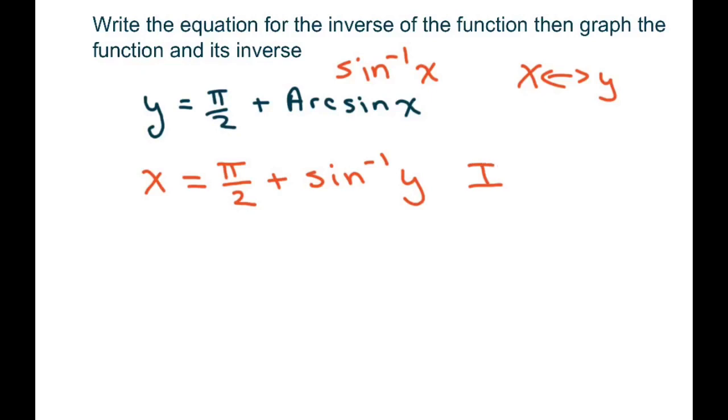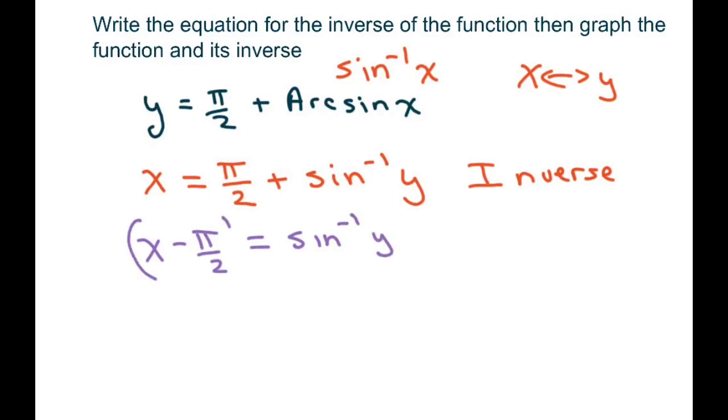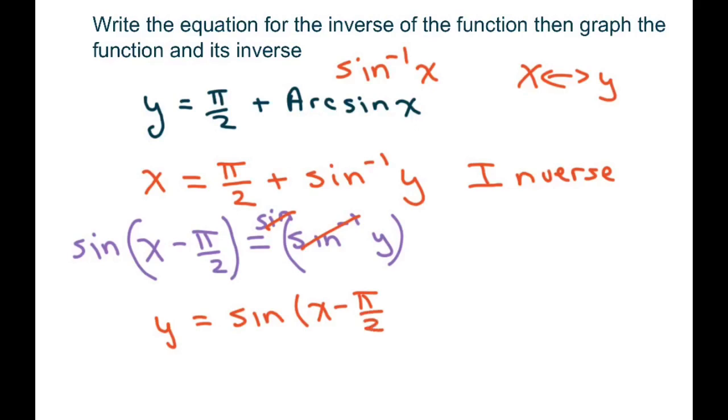And now we have our inverse. But now we need to solve for y, we need to graph this. So what I'm going to do is first subtract the pi over 2 from both sides. Then I'm going to take sine of both sides. Due to composition of functions, these two will cancel out. So you get y equals sine of x minus pi over 2.